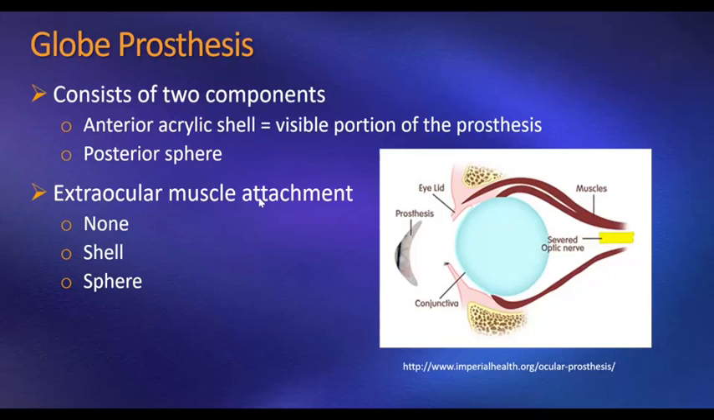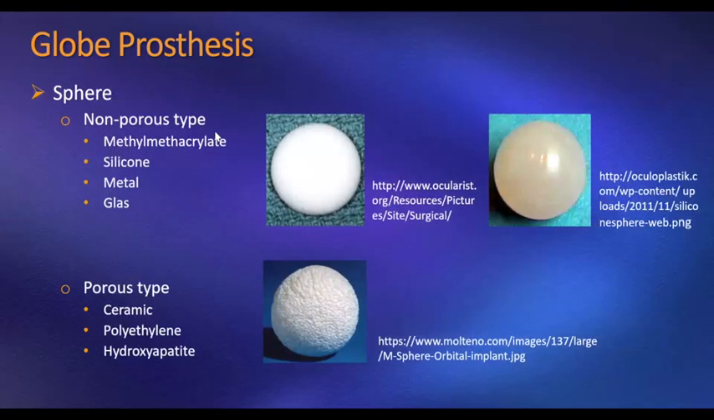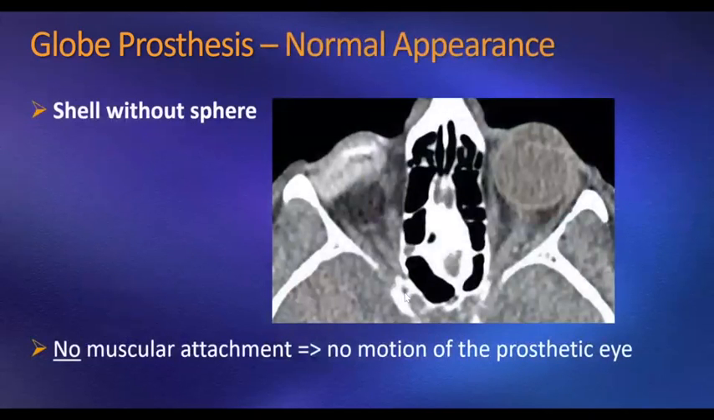The extraocular muscles might or might not be attached to the shell or the sphere. So the sphere can be a non-porous type, meaning that it will be very smooth, or a porous type that has small indentations on it, and this is visible in particular on MRI. Here we have a patient that has a shell without a sphere. There's no attachment of the muscles to the shell, and because of that, there will be no motion of the shell with the contralateral eye.